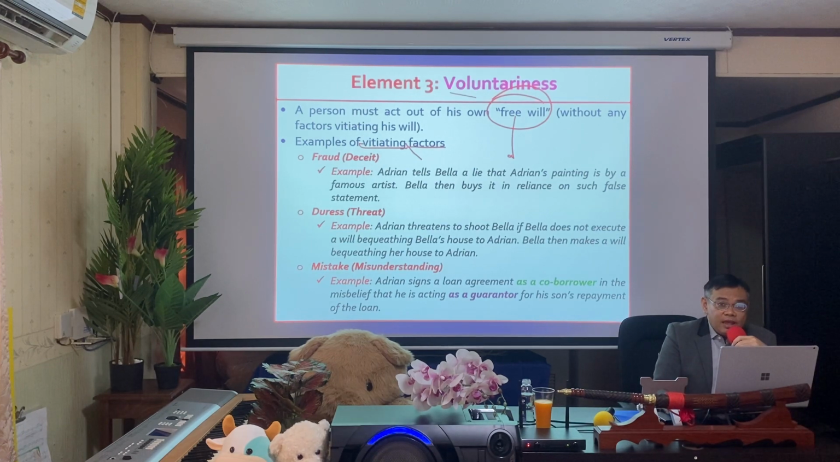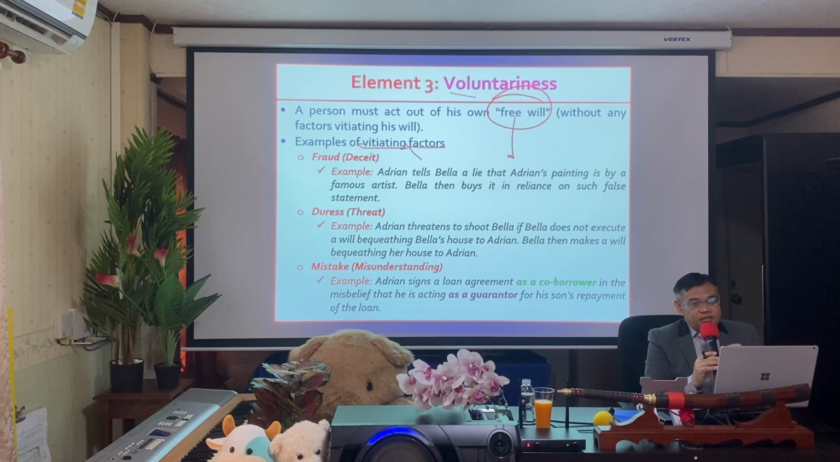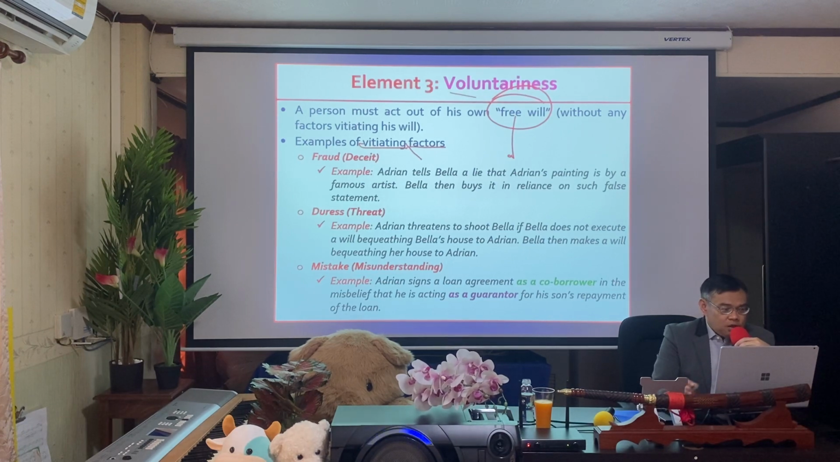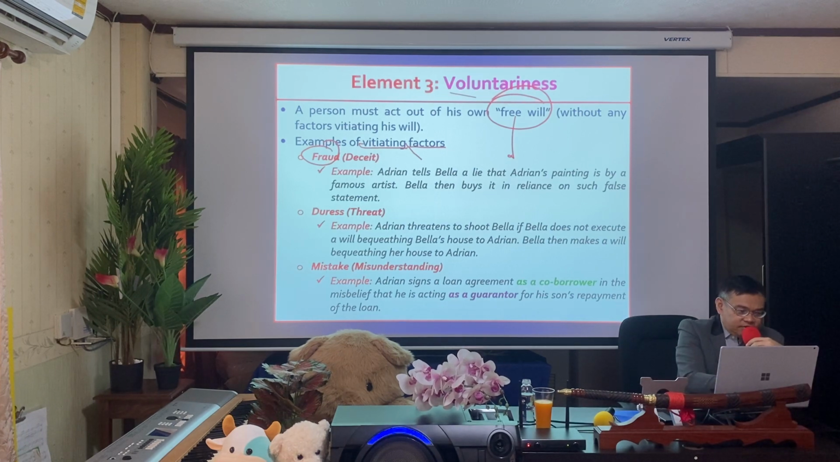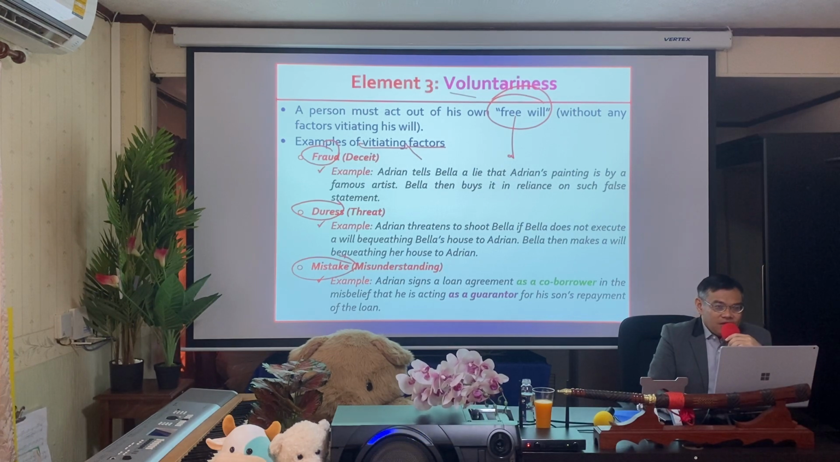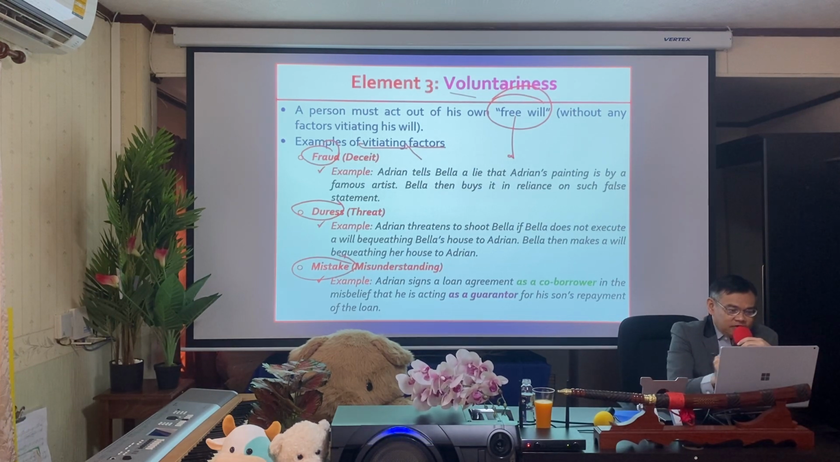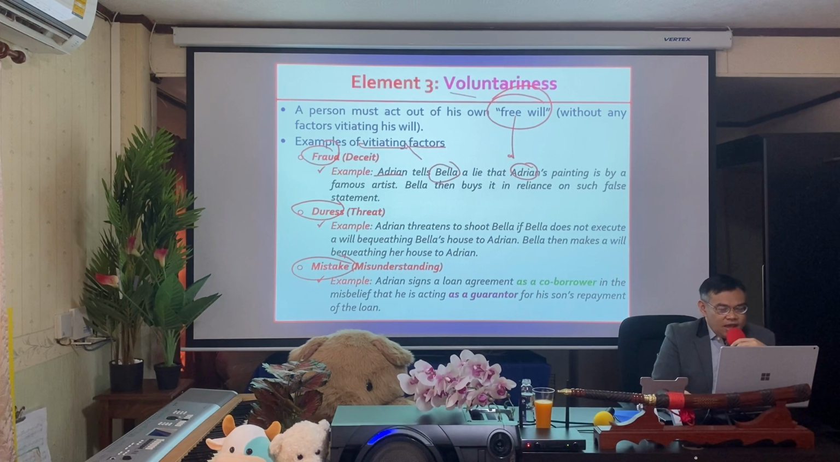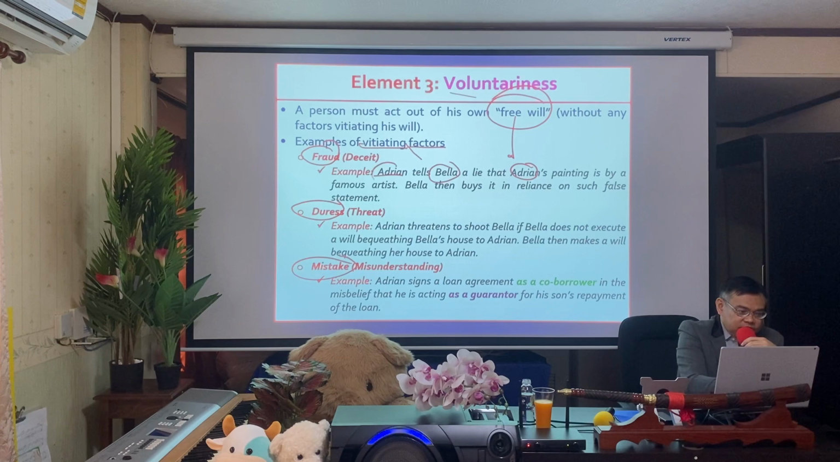So there may be some factors which vitiate the will. There may be fraud, duress, or mistake. Let's suppose that Adrian and Bella make a contract. Adrian has a painting. He wants to sell his painting to Bella.